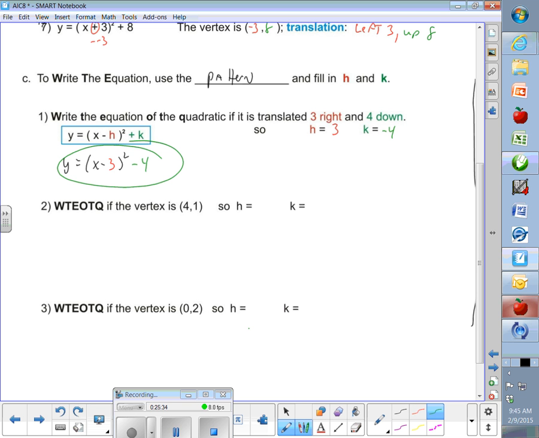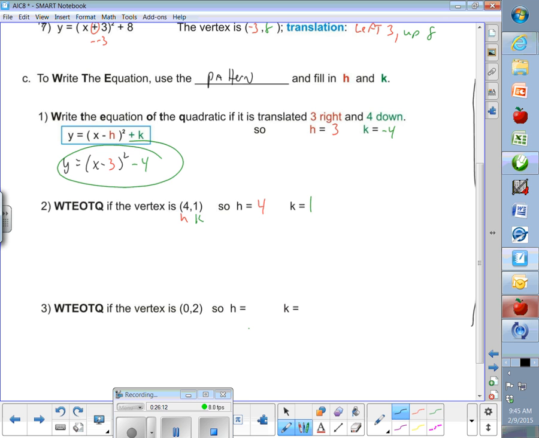Number 2, write the equation of the quadratic if the vertex is 4, 1. What's the value of h? 4. What's the value of k? 1. So this time, instead of telling us how it was moved, they gave us the vertex. So we know that this is moved to the right 4 and up 1. But we're ready to write h and k. Remember, the vertex has values of h, k.